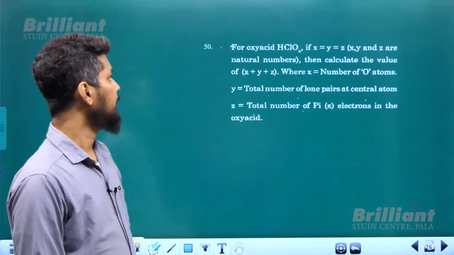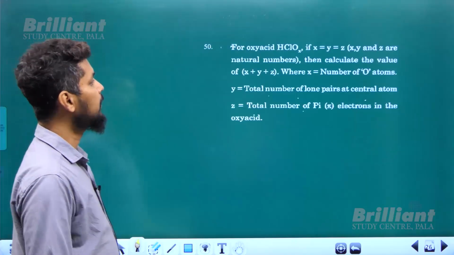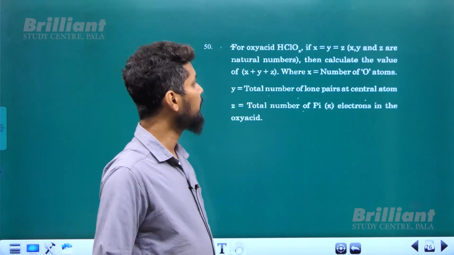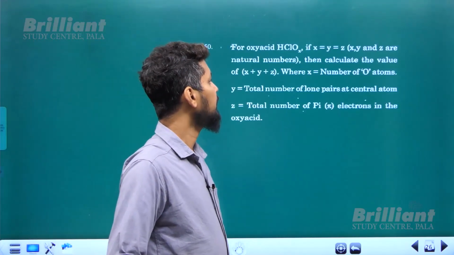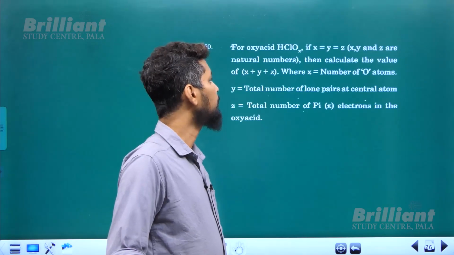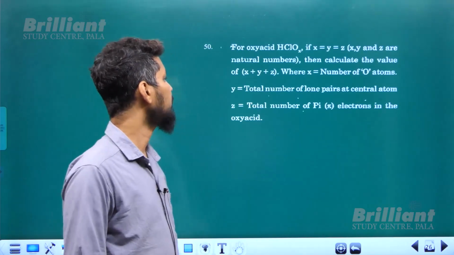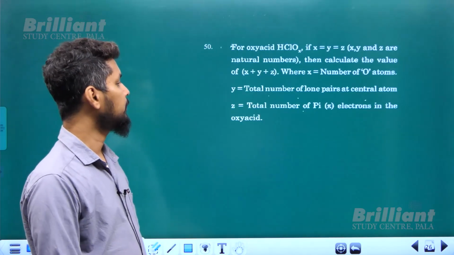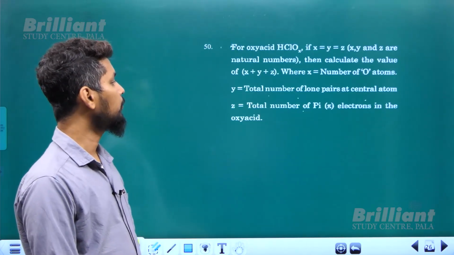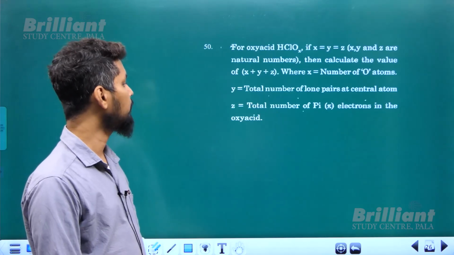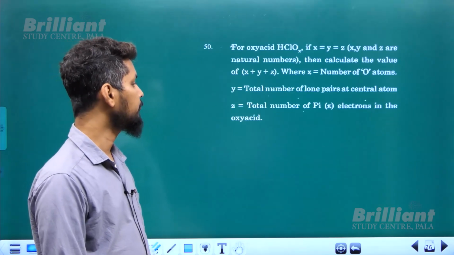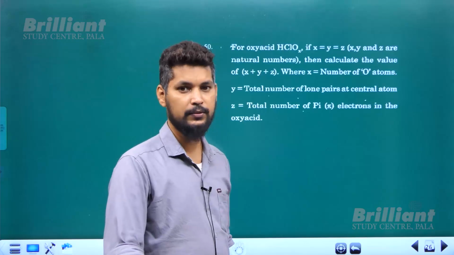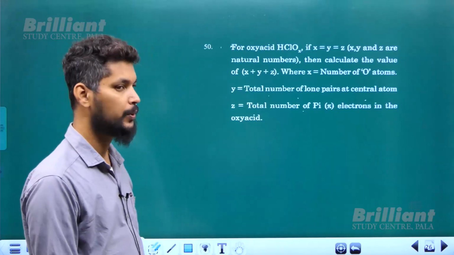Okay. Next, for oxy acid HClOX, if X equal to Y equal to Z, where X, Y and Z are natural numbers, then calculate the value of X plus Y plus Z, where X is the number of oxygen atoms, Y is equal to the total number of lone pairs at the central atom, and Z is equal to the total number of pi electrons in the oxy acid. So we have different oxy acids for chlorine.